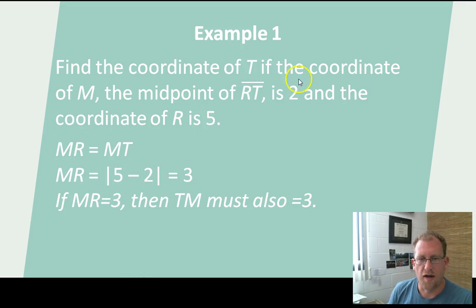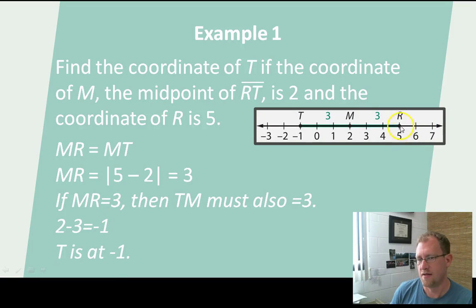Well, here, R is at 5, so it's 3 more positive than the midpoint 2. So I'm going to go more negative than the midpoint. So 2 minus 3 is negative 1. And so I've got one endpoint at 5, the midpoint at 2, and the other endpoint at negative 1. So T is at negative 1. It would look like this. RT, the distance here is 3. The distance here is 3. Okay? If you need some more help with that example, go ahead and rewind the video and look at that again.